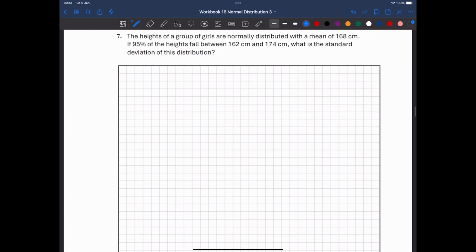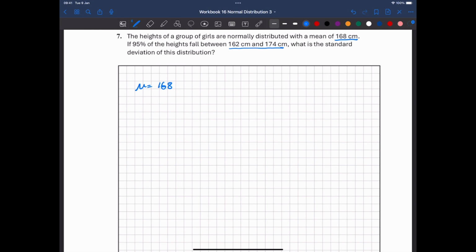So the heights of a group of girls are normally distributed with a mean of 168. Write that down. 168. If 95% fall in between this, what is the standard deviation for this distribution?